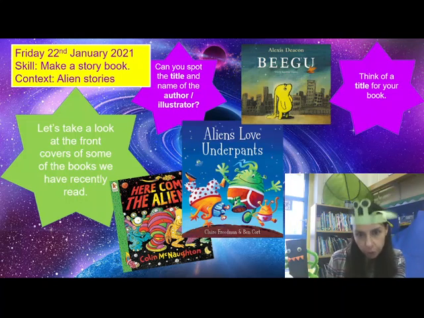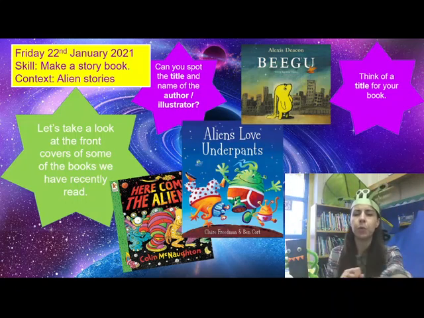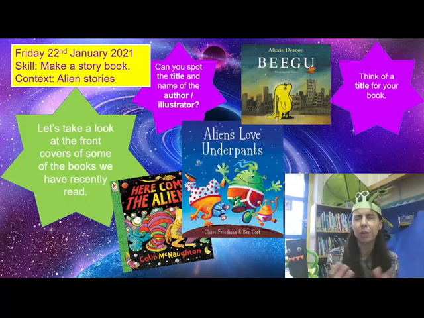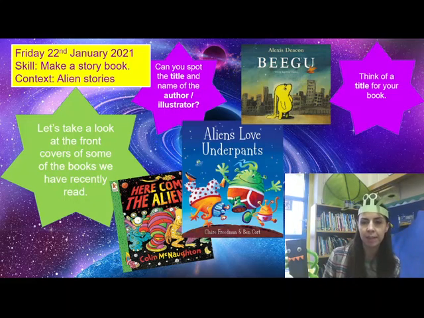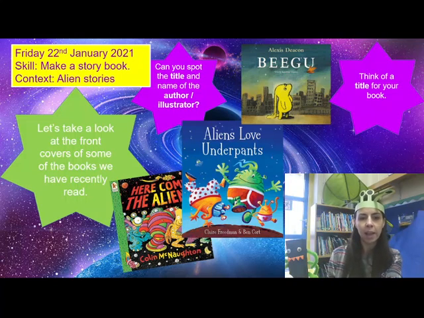And when you come to your title, can you see that it's really big and bold on all of these stories? So you can write your title nice and big and bold, and then your name quite big as well, so that everyone can see that you've written and illustrated it. And then a picture to go on your front page as well. Your picture can be of your main character or of the event in your story.